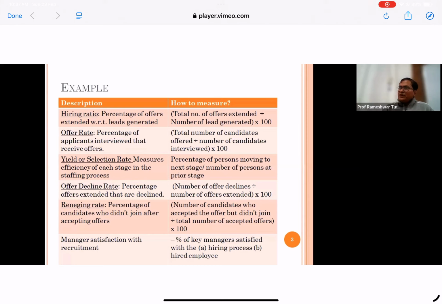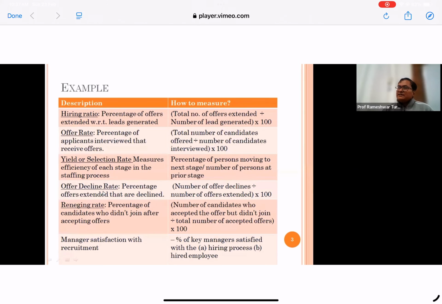Similarly, there will be a lot of measures that people use. For example, yield ratio. It measures the efficiency of each stage in the staffing process. I have given you that recruitment pyramid. In each stage, we calculate that: persons moving to the next stage divided by the number of persons at the prior stage, multiplied by 100, in percentage.